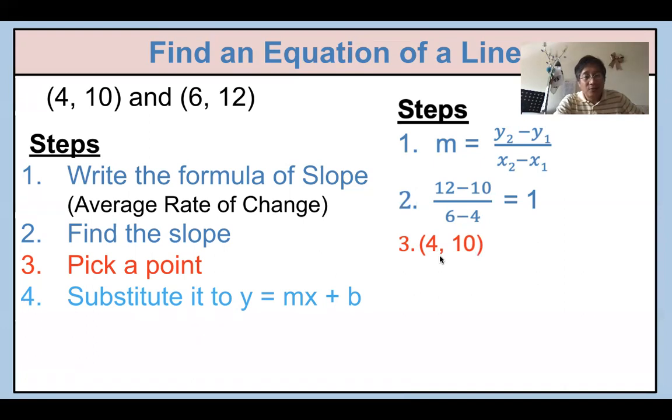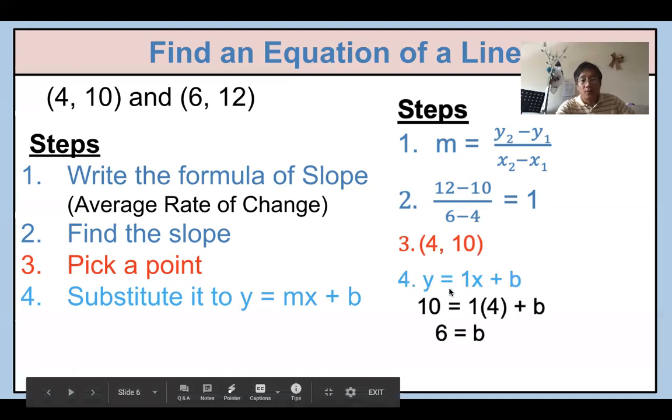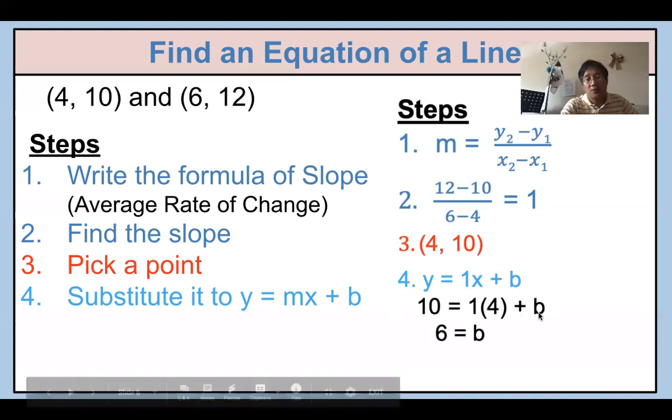So what should we do? We substitute (4, 10) into y equals mx plus b. M is 1 already, we know. So let's plug in y equals 1x plus b. Y is 10, x is 4, plus b, and solve for b.